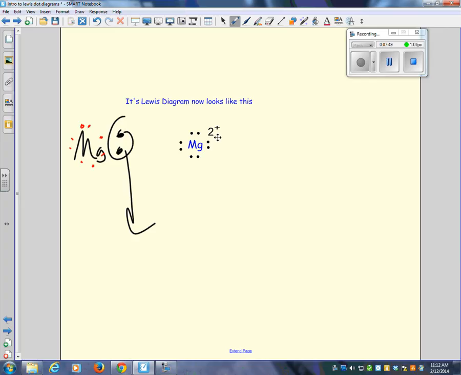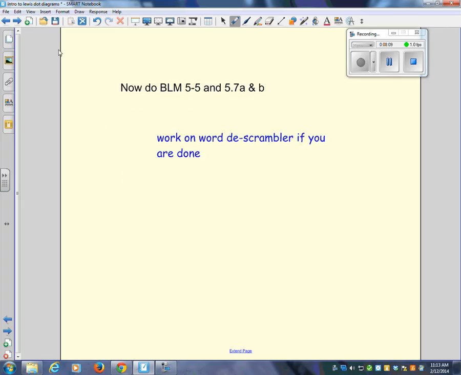Why do I need this little thing in the corner here? Why do I need the 2 positive? That's the charge. You have to know that. This is referred to as the Lewis diagram of the magnesium ion. Okay? You should be able to do the next 2 pages now.